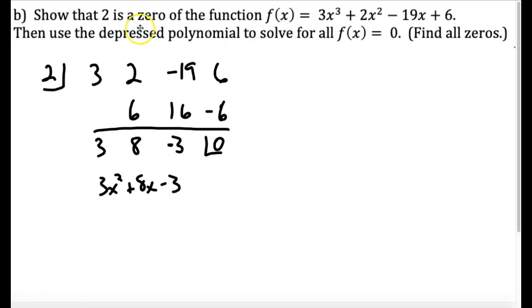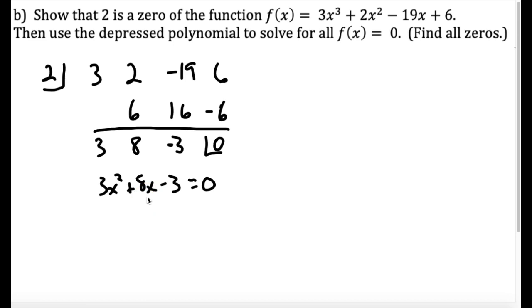Now it says use the depressed polynomial. That's what this is. This is a depressed polynomial, to solve for all values where f of x equals 0. Well, we found one. We found that one of the zeros of my original polynomial is 2. Now I just have a quadratic that I can solve, so I want to set this equal to 0 and solve the quadratic.